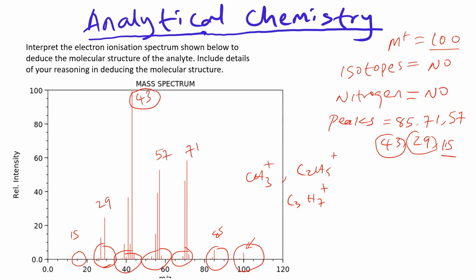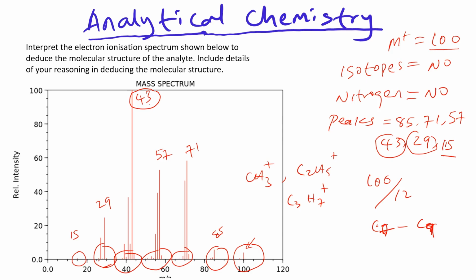So how do we know which alkane it is? The molecular ion is 100. Which alkane has a molecular ion of 100? To estimate, I divide by 12. 100 divided by 12 gives us 8.3. Then I will look from C7 to C9.